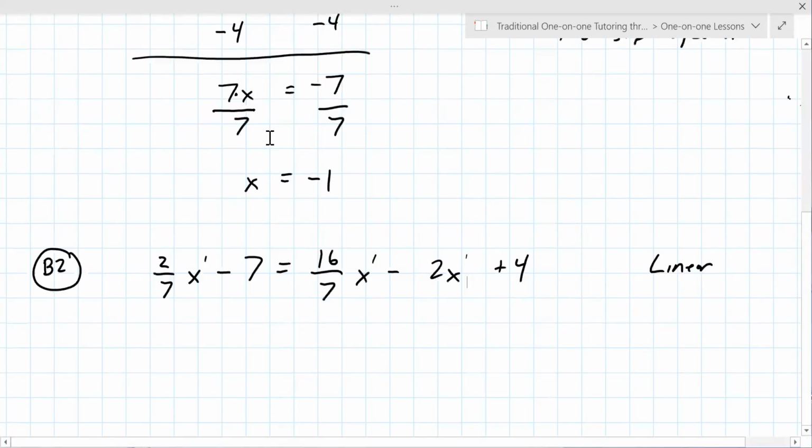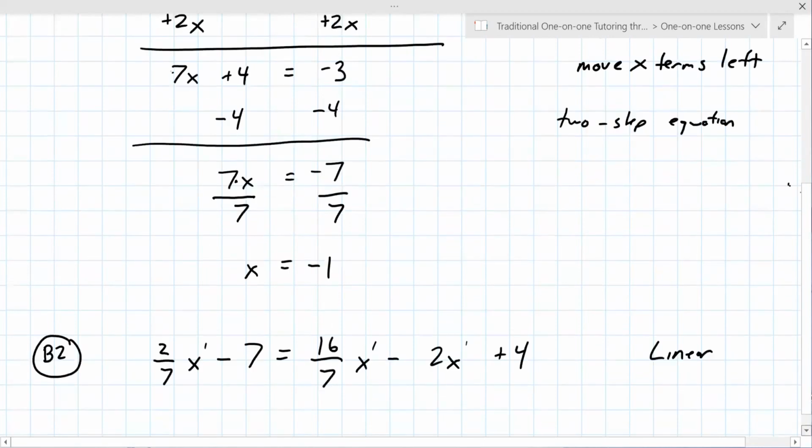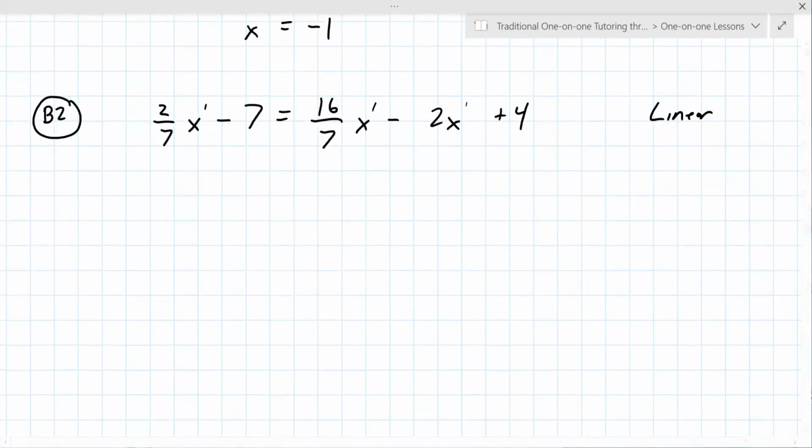So the first problem I said was a linear equation. X is to the power of 1, x is to the power of 1, x is to the power of 1. And B2 is also a linear equation. The reason we're doing it in this order is that it's always good to do something like something you've already done to understand. Let me know when you're ready to proceed through this problem. Let's just proceed.